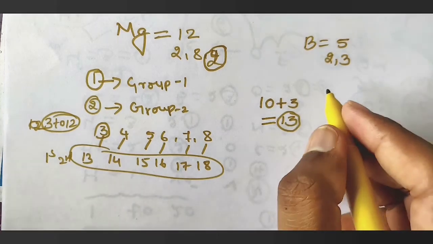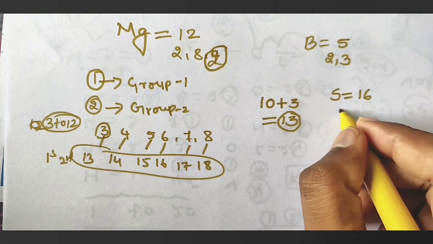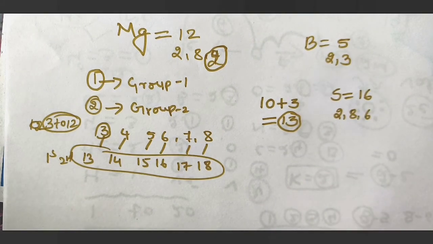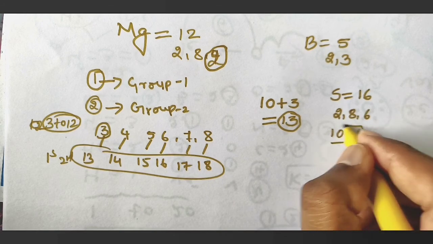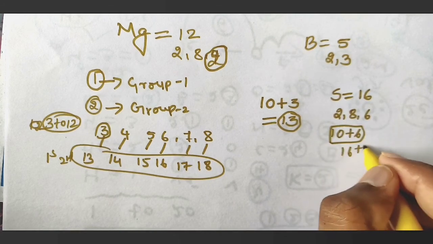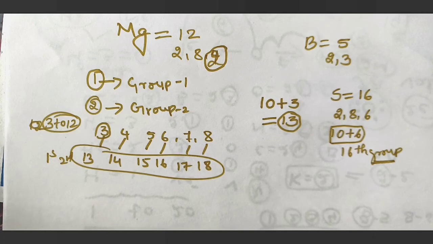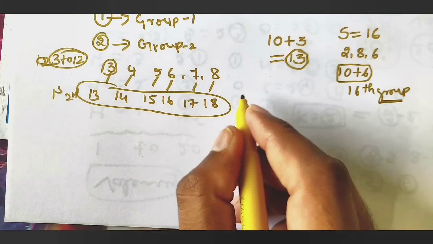For example, you have sulfur. What is the atomic number of sulfur? 16. How are you going to write its electronic configuration? 2, 8, 6. So how are you going to find its group? 10 plus 6. It belongs to the 16th group. So based on this you can take n number of examples and you can calculate. Clear, children?